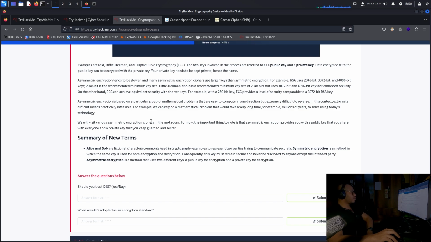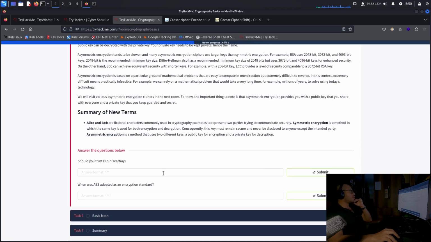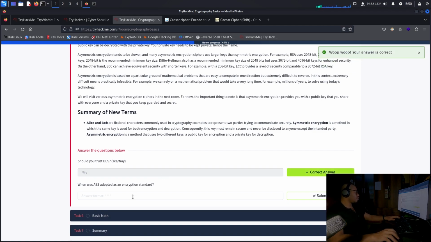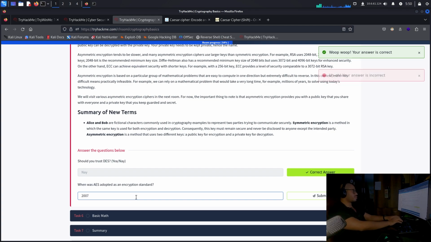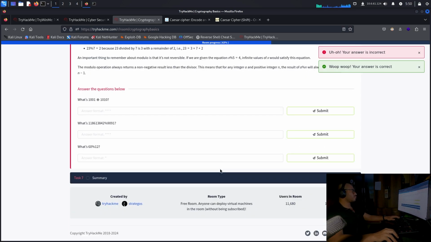Summary of new terms. Alice and Bob are fictional characters commonly used in cryptography examples to represent two parties trying to communicate securely. Symmetric encryption is a method in which the same key is used for both encryption and decryption. Consequently, this key must remain secure and never be disclosed to anyone except the intended party. Asymmetric encryption is a method that uses two different keys, a public key for encryption and a private key for decryption. Should you trust DES? Nay. When was AES adopted as an encryption standard? If I remember correctly, it was 2007 or 2001, or maybe I got this all wrong. Yeah, 2001. Basic math.